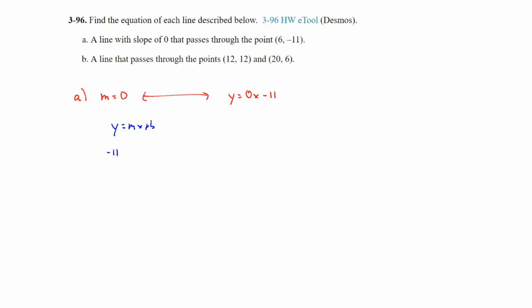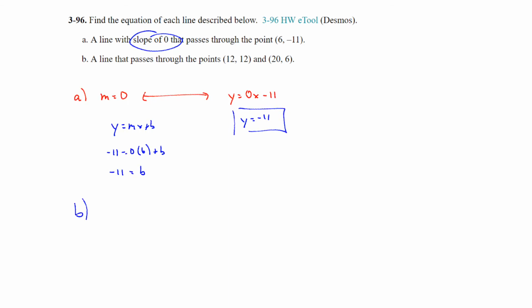Y is negative 11, your slope is 0, your x is 6 plus b. So you see that no matter what that x value is, it's always going to cancel and just leave us with b equals negative 11. Now, that is a very specific case when the slope is 0, so don't try to necessarily apply that in other scenarios. So y is equal to negative 11 is the equation of that line.